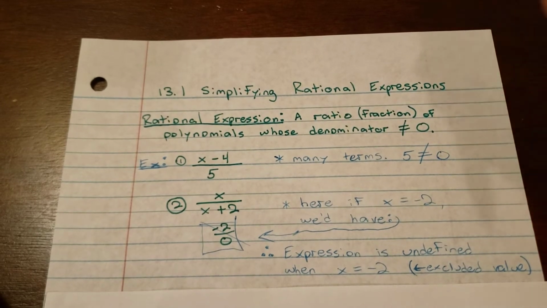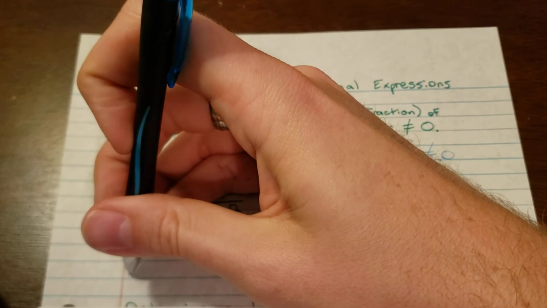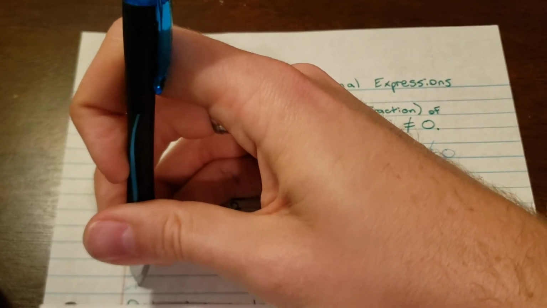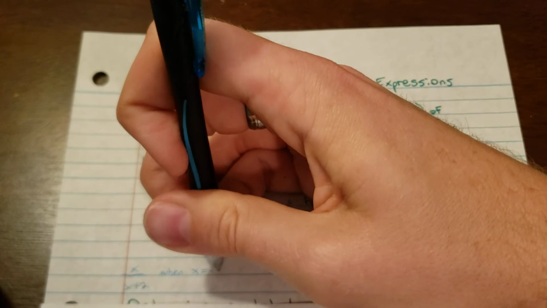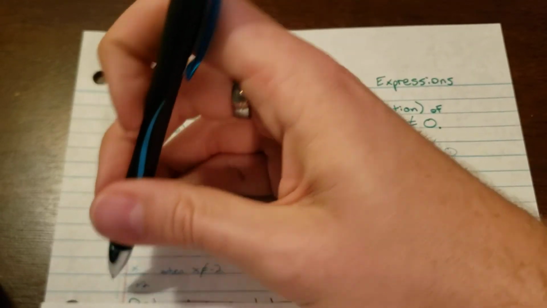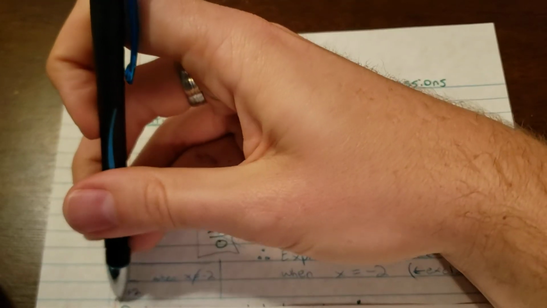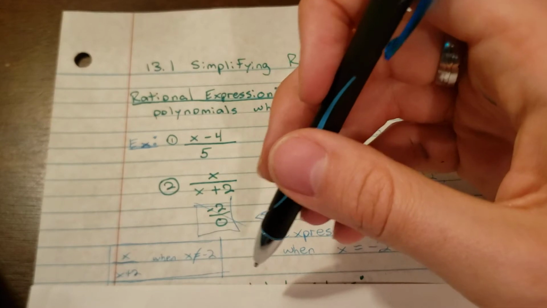You would see it like, let me write it. This is how you'd see it. So x over x plus 2 when x does not equal -2. That's how you would see it. I don't know why I'm writing in light blue. It just looks like the lines on the paper.